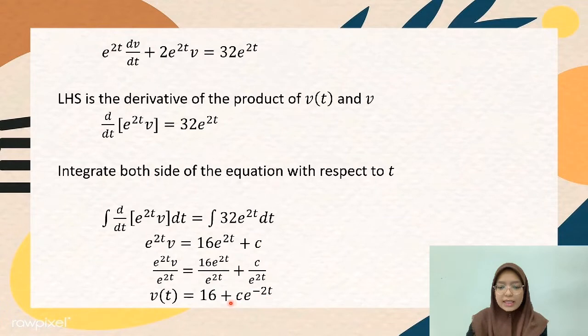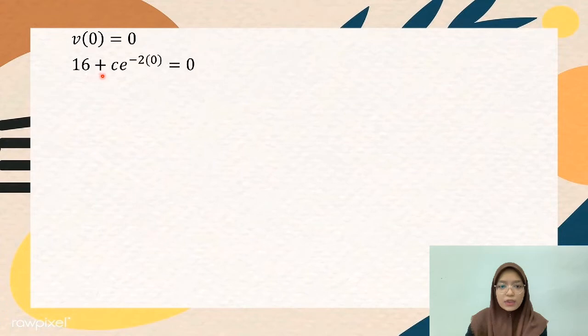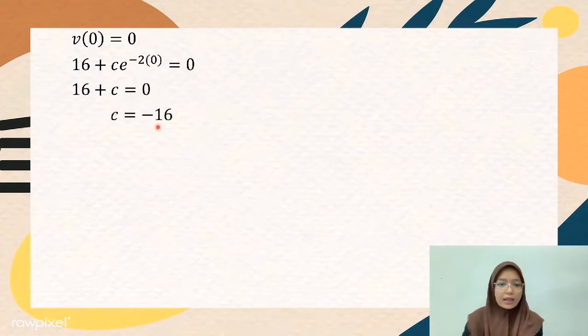Next, we need to find the constant c here. We know that the initial velocity is 0, so v of 0 is equal to 0, and we get 16 plus c times e to the power of negative 2 times 0 equal to 0. So constant c is equal to negative 16. So we get v of t equal to 16 minus 16 times e to the power of negative 2t.